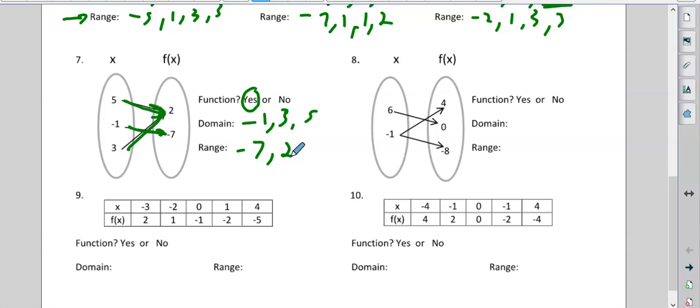All right, now number 8, 6 gives us 0, but negative 1 can give us 4, but it can also give us negative 8. That's a no-no. Okay? And the domain here is 6 and negative 1. We don't have to list this if it's no, but just for practice, negative 8, 0, and 4.